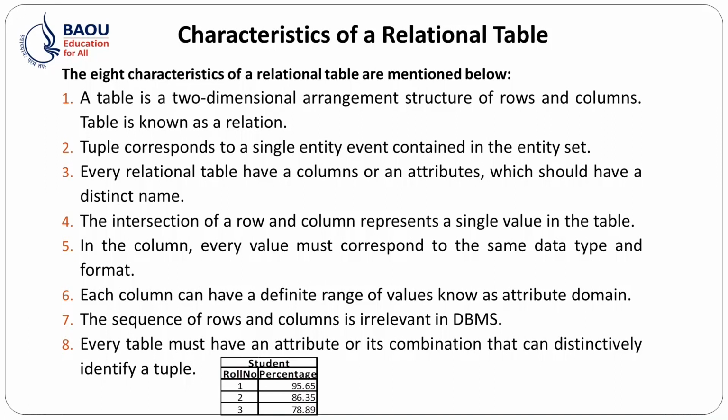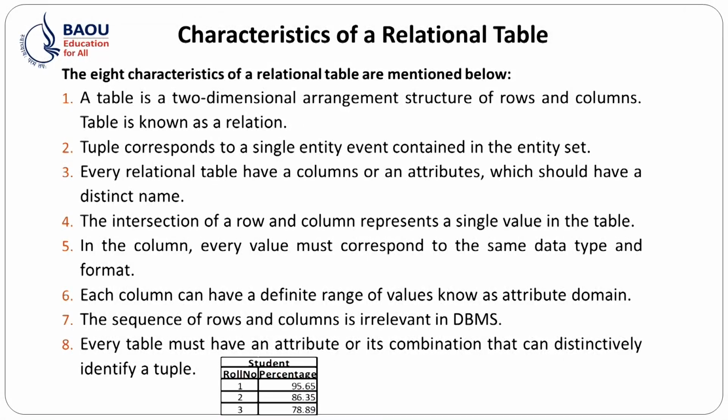The seventh one is the sequence of rows and columns is irrelevant in the DBMS. The last one is every table must have an attribute or a combination that can distinctively identify a tuple. Means the column or the combination of columns in the table is used to uniquely identify the rows or tuples. Simply, it is called the key attributes or the key columns.